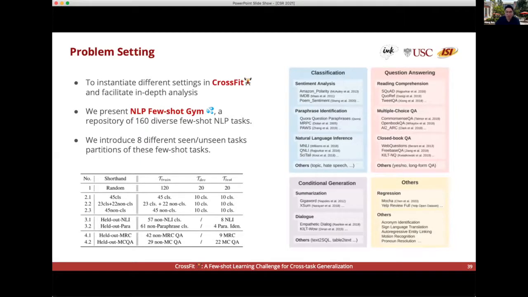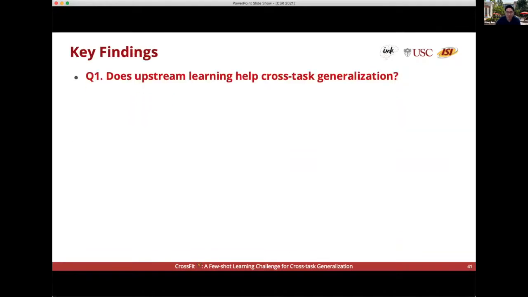With this task ontology, the interesting thing is you can partition these data sets in many different ways. You can ask if the system can learn from classification and generalize to QA, which they never train on. Or you can ask if the system can be trained on reading comprehension, but never train on multi-choice QA, whether they can generalize to multi-choice QA, and so on.